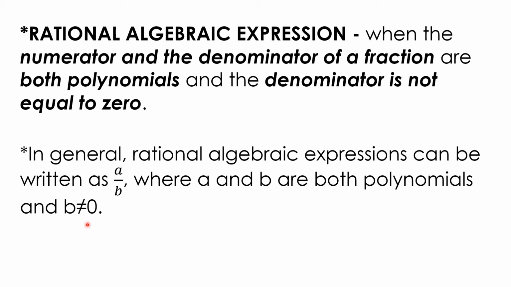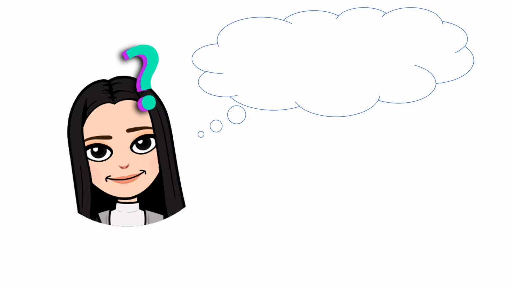So what will happen if our denominator is 0? I want you to get a calculator and try to solve 6 divided by 0 and see what the result will be. Okay, so try another one: 100 divided by 0. Okay, you still couldn't get the answer. Now let's try 1000 divided by 0.